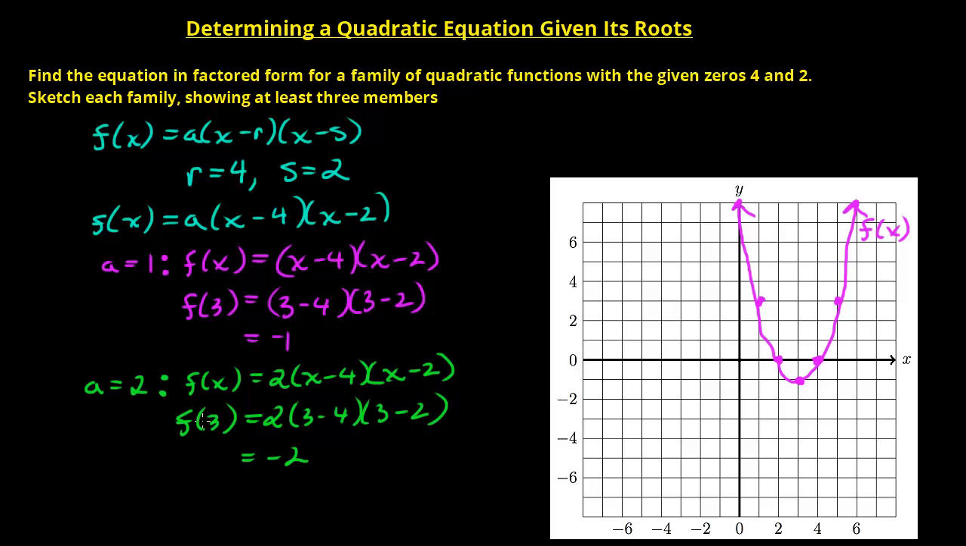So the vertex is located at 3 comma negative 2, which is, let me use a darker color here. Let's stay with green, actually. So 3 comma negative 2 is this point right here. Now we know that our graph passes through the zeros, 4 and 2. Next, we can follow the step pattern. The step pattern is 1, 3, 5, 7, 9 for f of x is equal to x squared. So for f of x is equal to 2 times x minus 4 times x minus 2, we're going to just multiply the same step pattern by 2.